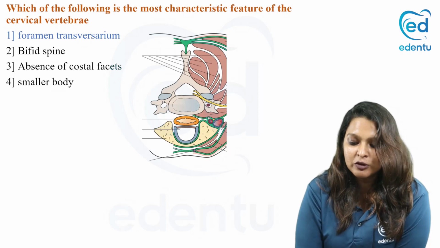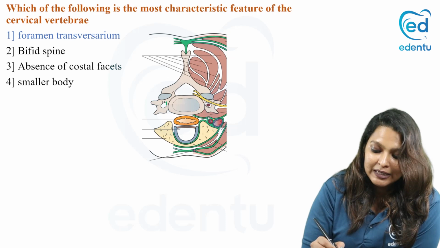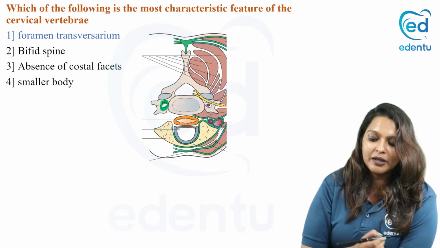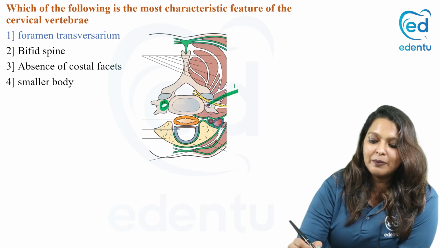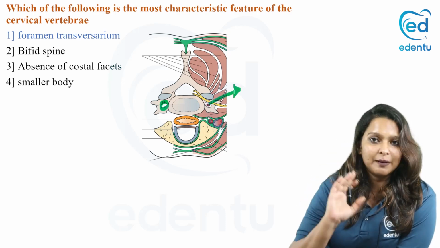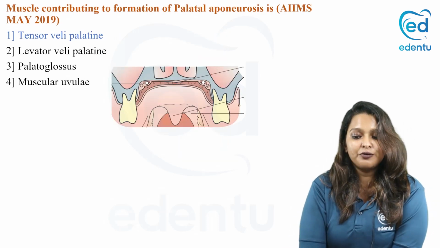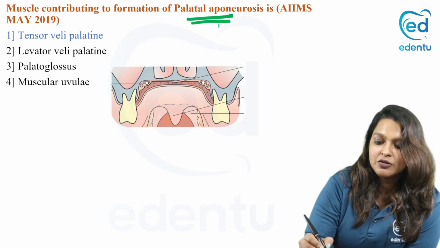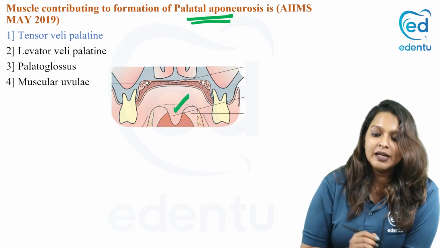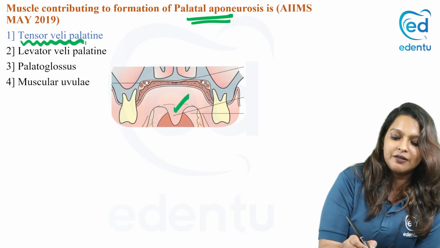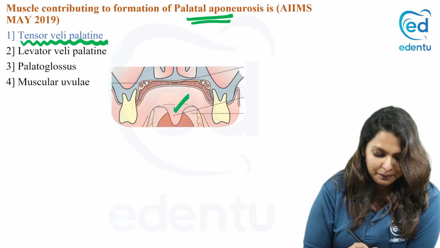Which of the following is the most characteristic feature of the cervical vertebra? So this is a cervical vertebra. The most characteristic feature is this foramen, called the foramen transversarium, and the vertebral artery will pass through this foramen. It will ascend up the neck to enter into the cranium. Muscle contributing to the formation of palatine aponeurosis. It is a part of the soft palate. The palatine aponeurosis is part of the soft palate and the muscle contributing is the tensor veli palatini. This is also the muscle that glides on the pterygoid hamulus.